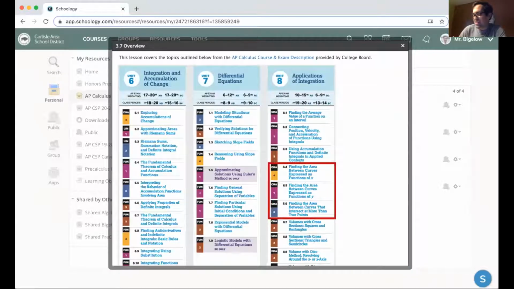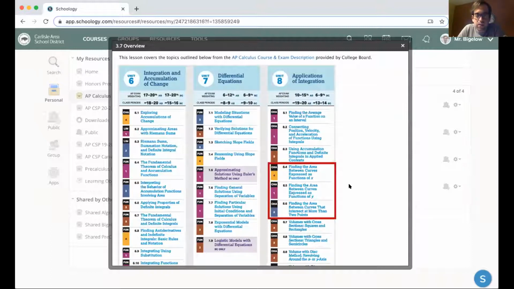All right, Calc BC. Welcome to lesson 3.7, the area between curves. We know very well at this point how integrals can help us find the area under a curve. What if we have two curves and we want to find the area between them?